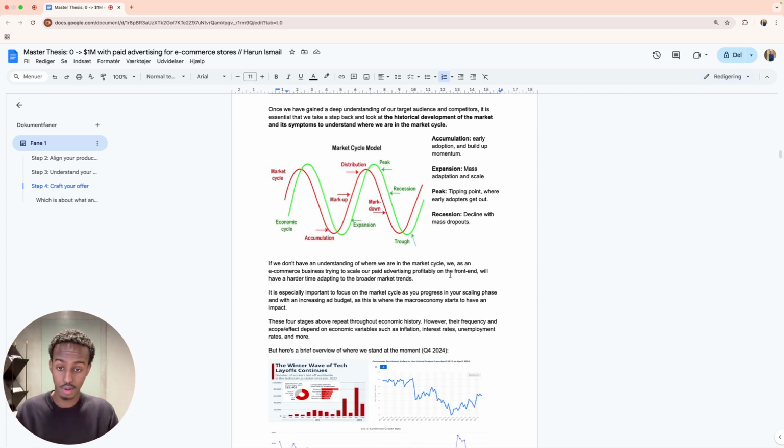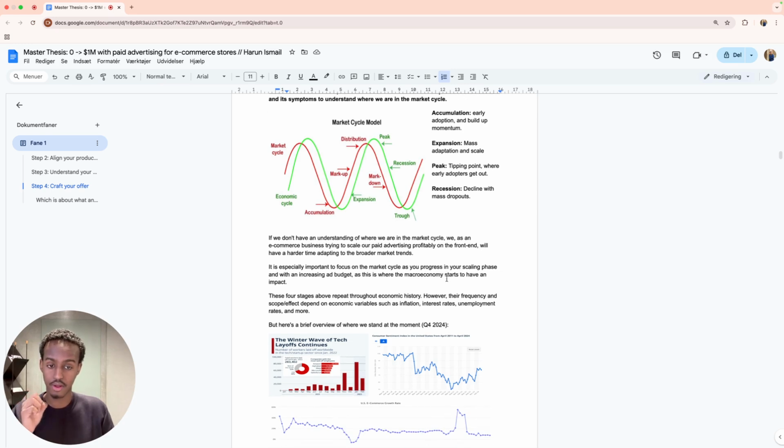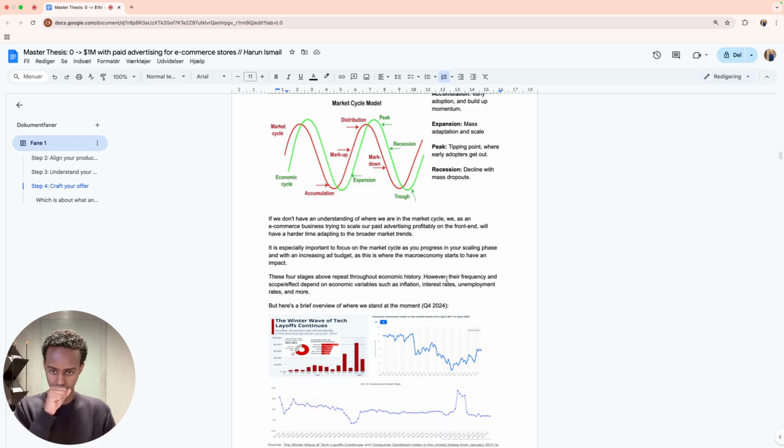If we don't have an understanding of where we are in the current market cycle as an e-commerce business trying to scale our paid advertising efforts profitably on our front end, we will have a harder time adapting to the broader market trends. It's especially important to focus on the market cycle as you progress in the scaling phase with an increasing ad spend, as this is where the macroeconomy starts to have an impact.